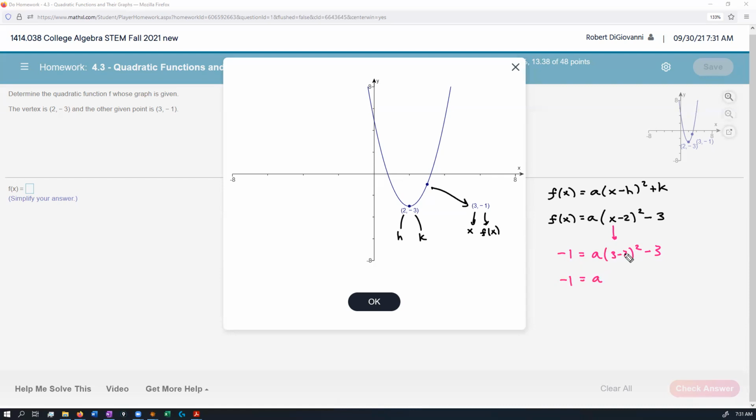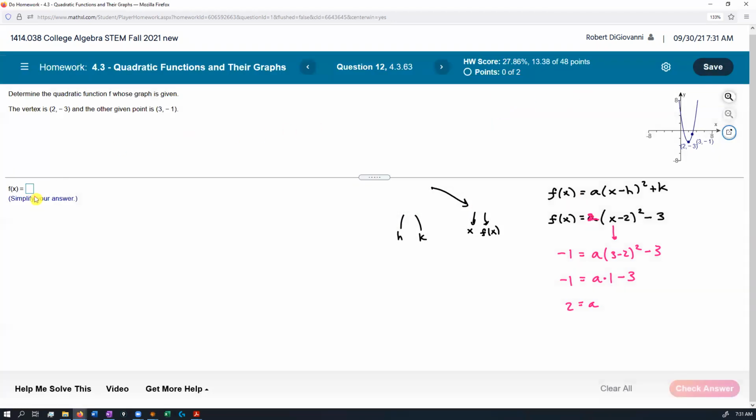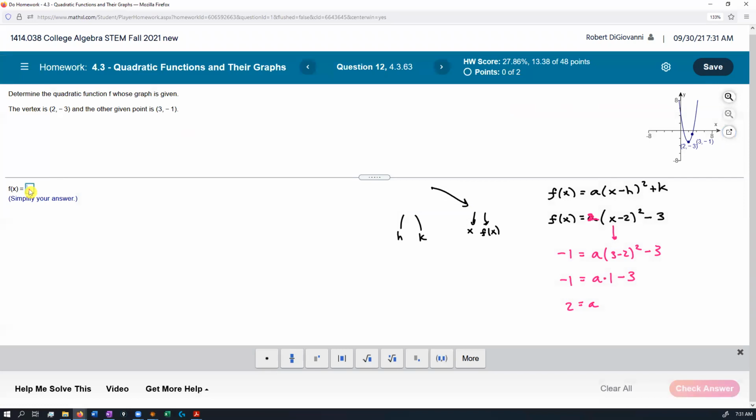So 3 minus 2 is 1, and 1 squared is 1. So this is times 1 minus 3. And I'll just add 3 to both sides, and I'll get 2 equals a. So a is 2. So now I know back up here that that had to be a 2, and that should give me the entire function. So let's type it in. It's 2 parentheses x minus 2 that squared minus 3.